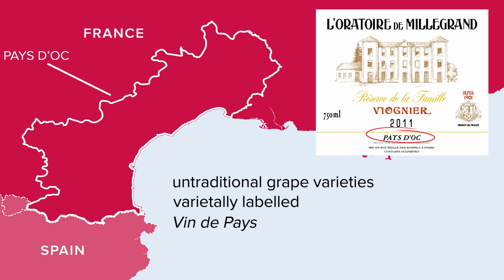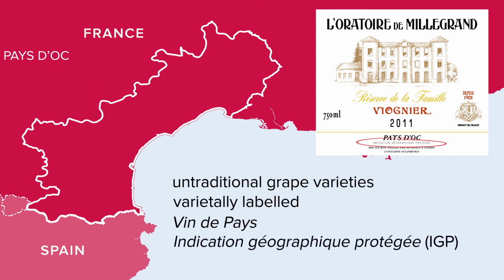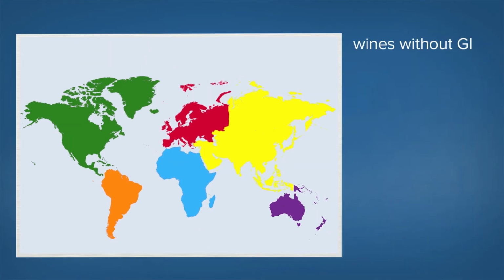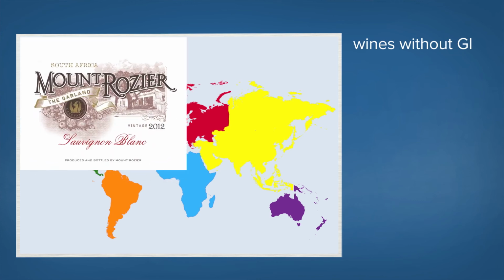However, Pays d'Oc is of note because it is one of the very few regions where a large number of producers use PGI as a labelling term. In this case, the French translation, Indication Géographique Protégée, or IGP. It is also possible for any wine to be sold without a GI. If the producer chooses this option, the wine will simply be labelled with its country of origin.